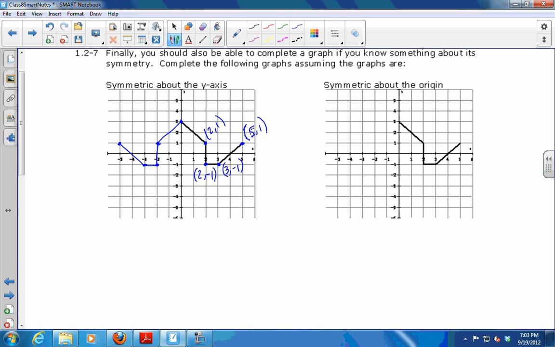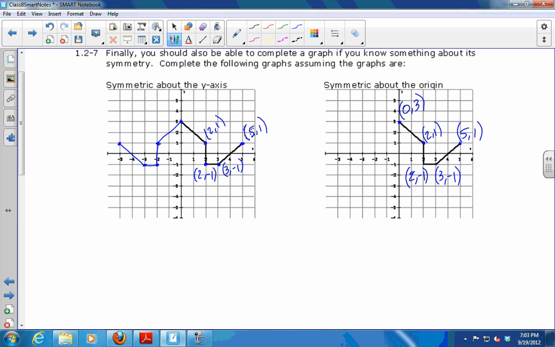So for origin symmetry, I find that the most difficult one to visualize. So I always do this one by points. Again, choose the important points. This is 0, 3, 2, 1, 2, -1, 3, -1, and 5, 1.